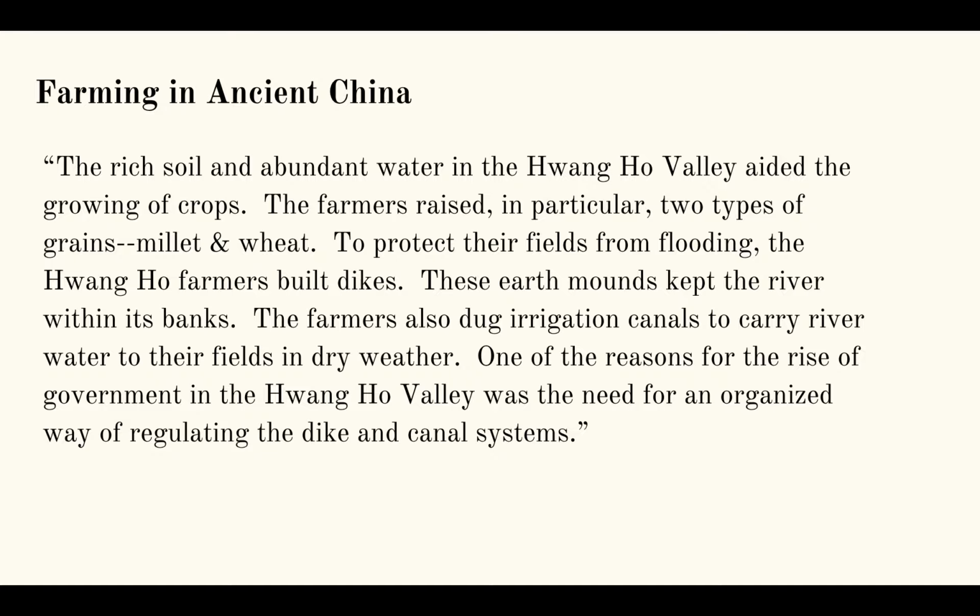The rich soil and the abundant water in the Huanghe Valley aided the growing of crops. The farmers raised, in particular, two types of grains, millet and wheat. To protect their fields from flooding, the Huanghe farmers built dikes.